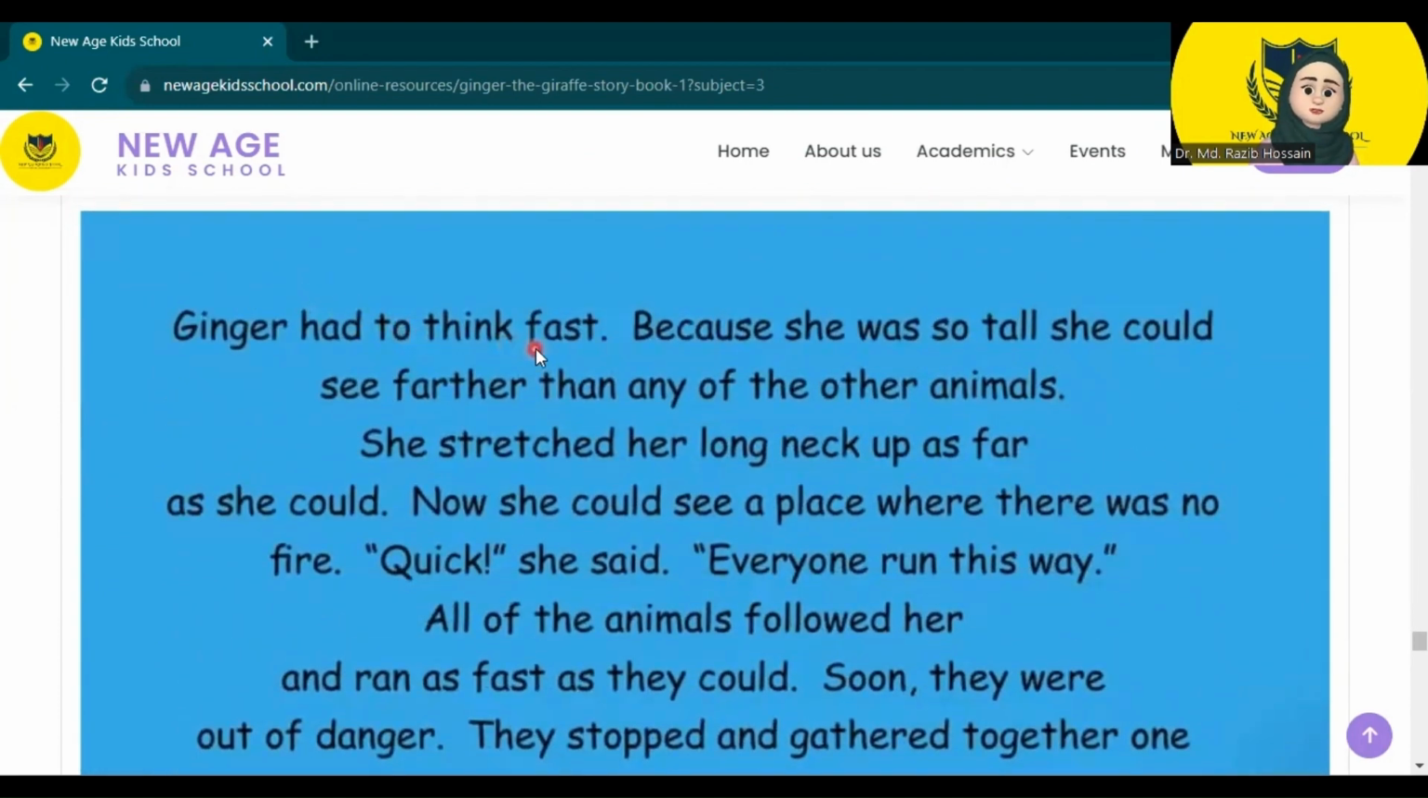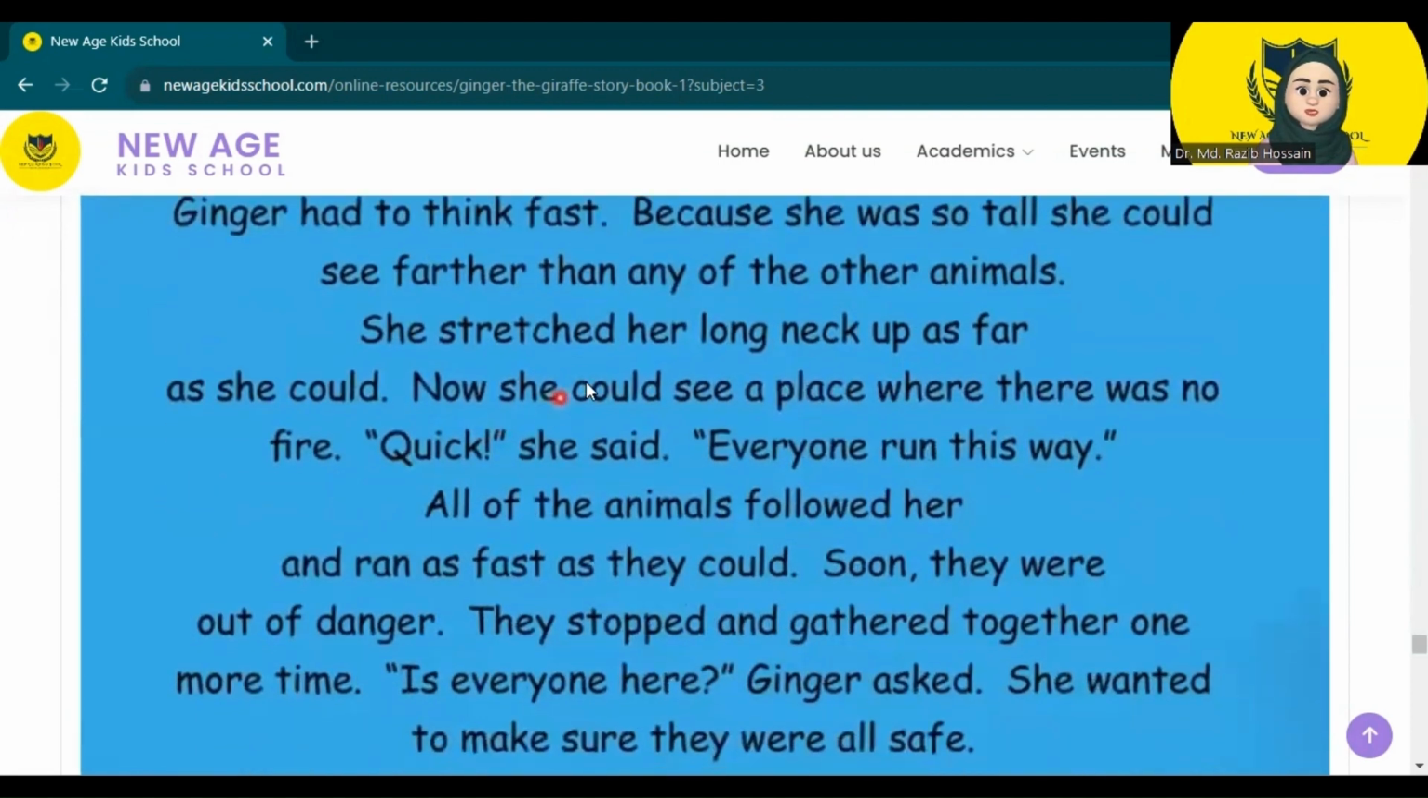Ginger had to think fast because she was so tall. She could see far, farther than any of the animals. She stretched her long neck up as far as she could. Now she could see a place where there was no fire. "Quick," she said, "everyone, run this way."